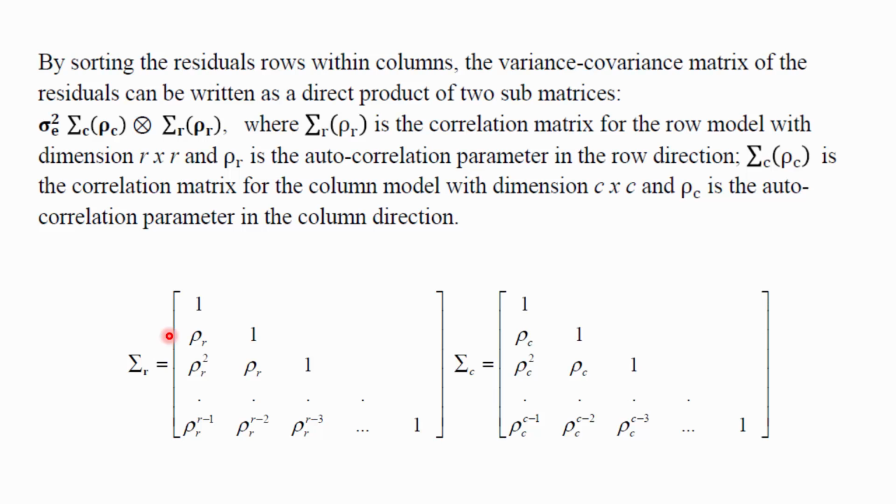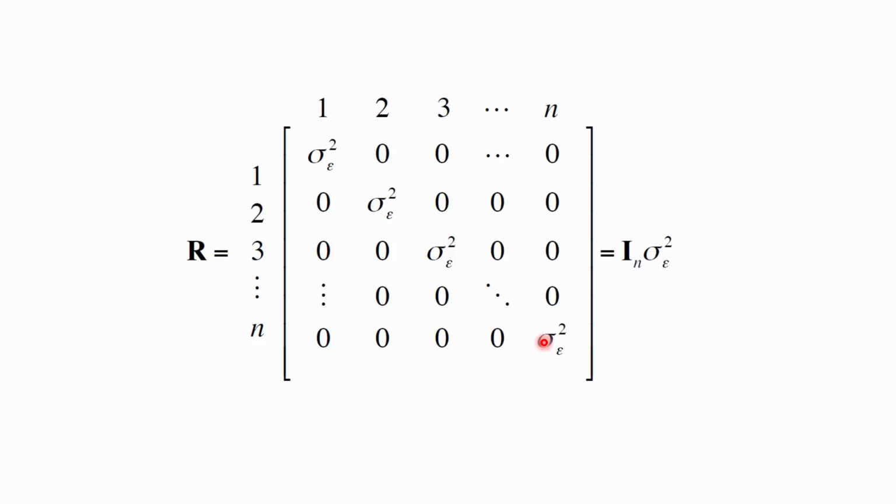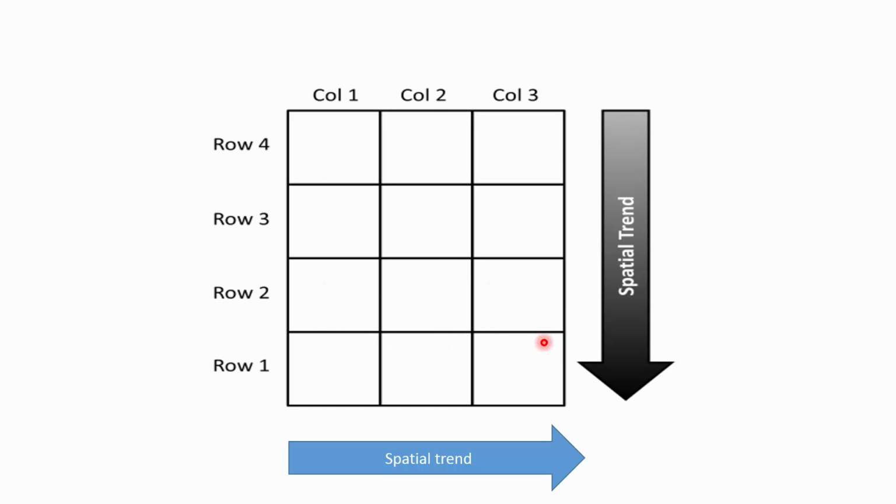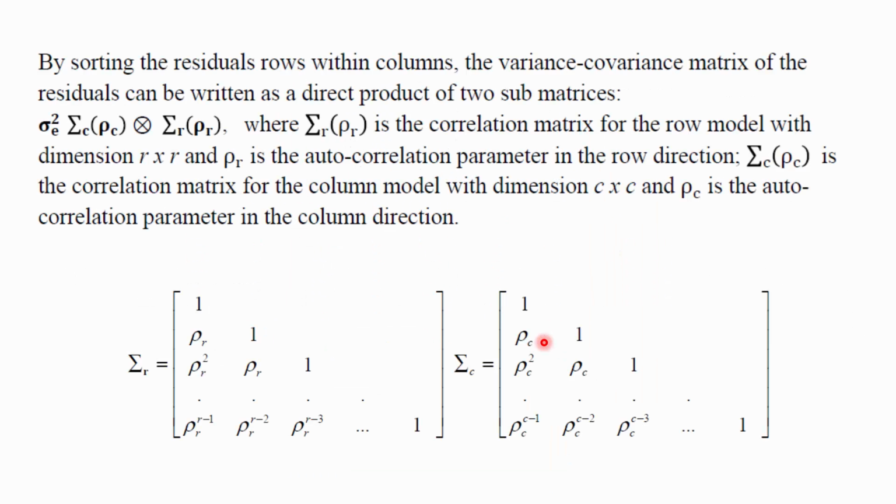It would be 3 then? Yeah, since in our example we have 3 columns. So this would be a 3x3 matrix. This is the correlation matrix among the columns.